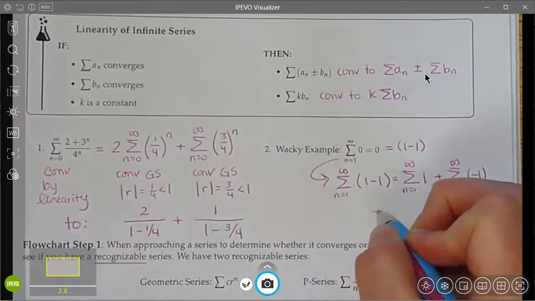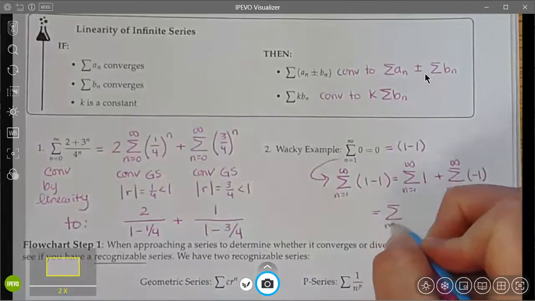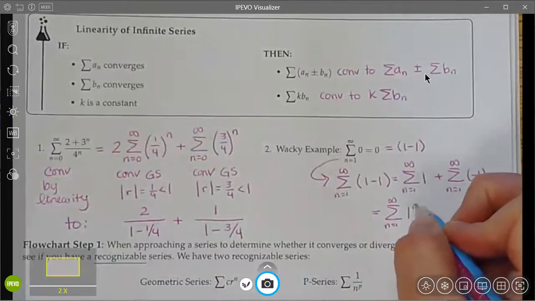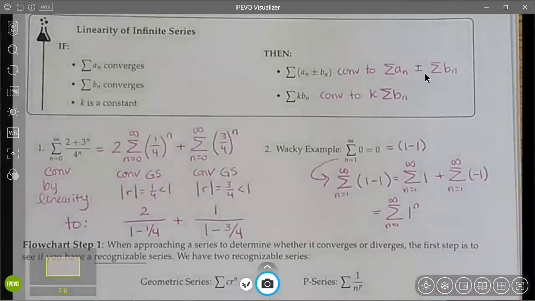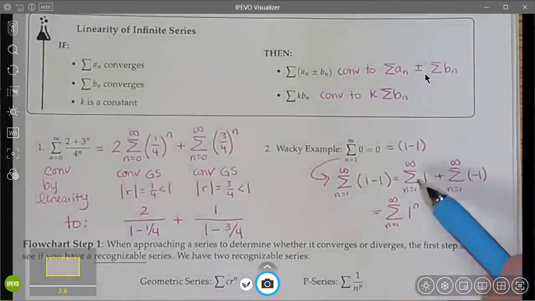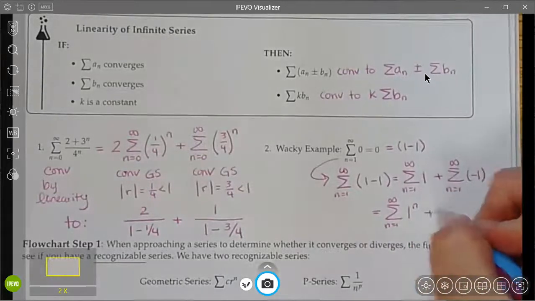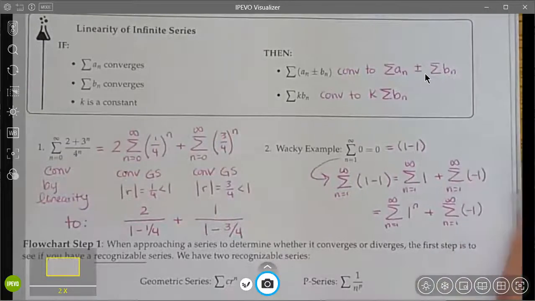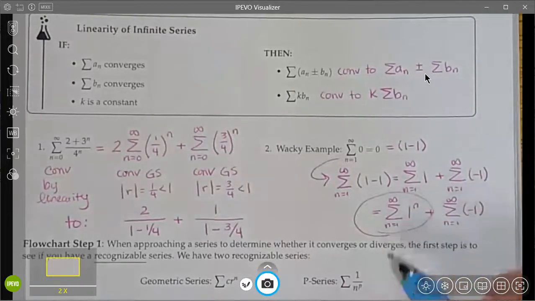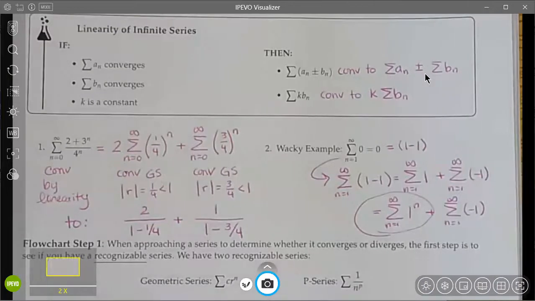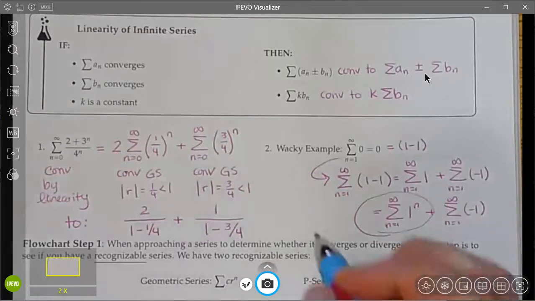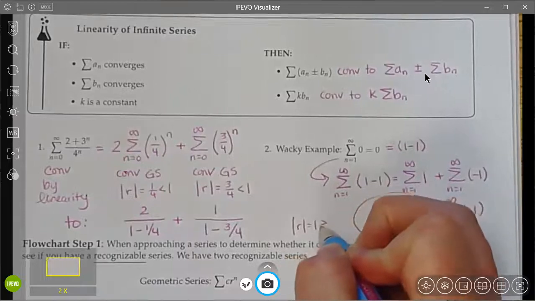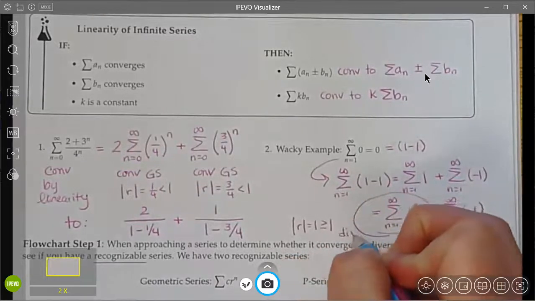And then one last rewrite. Since that's a 1 there, I can rewrite this series of 1 as a 1 to the n. No matter what n is, when I plug that in, I'm still going to get a 1. So these two are equivalent. And now if I look at this, I have a number raised to the n, I have a geometric series. And in that case, my r is equal to 1, which is greater than or equal to 1, and it diverges.